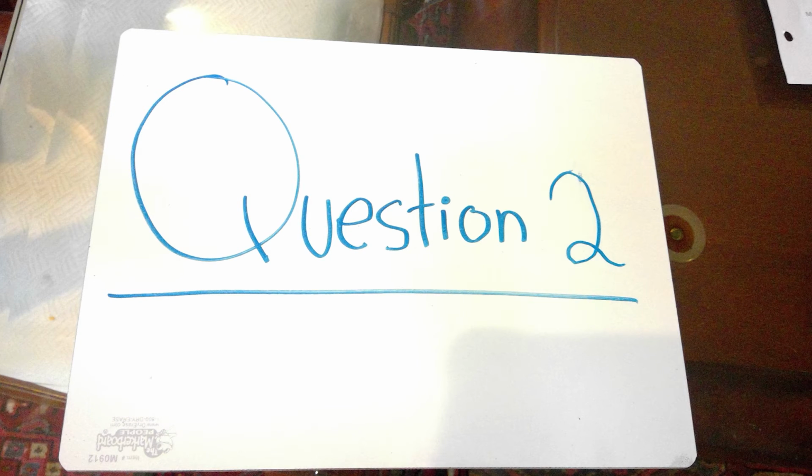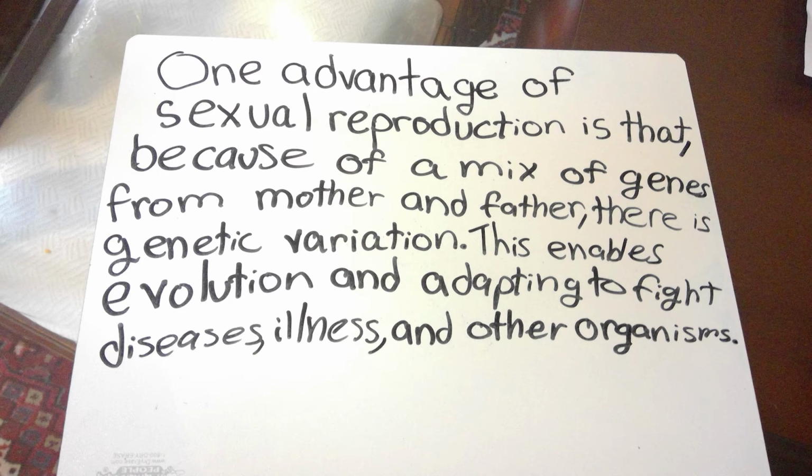Question 2. Describe one advantage of sexual reproduction. One advantage of sexual reproduction is that, because of a mix of genes from mother and father, there is genetic variation. This enables evolution and adapting to fight diseases, illness, and other organisms.